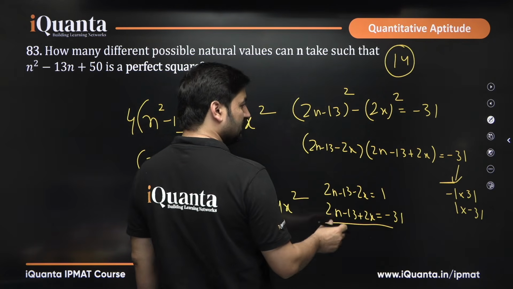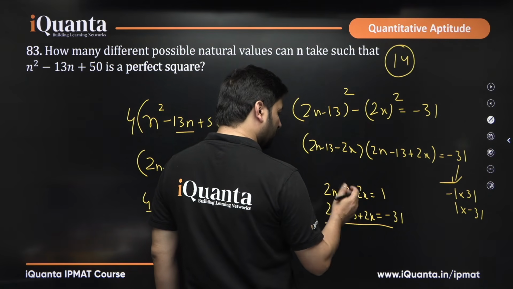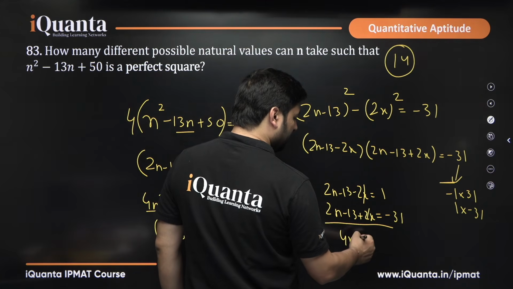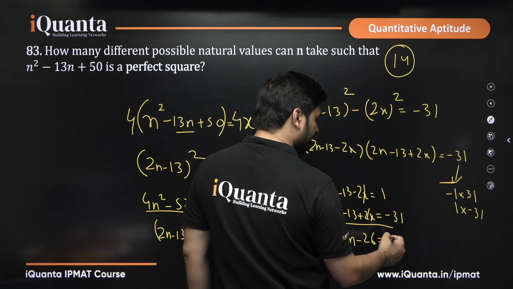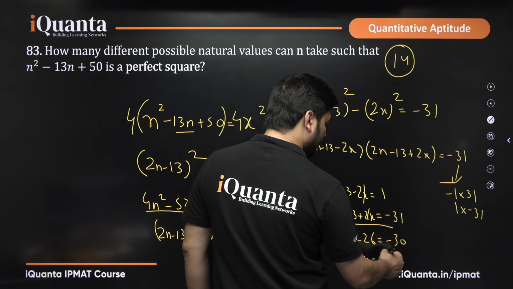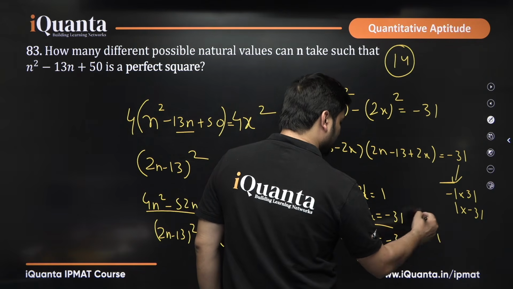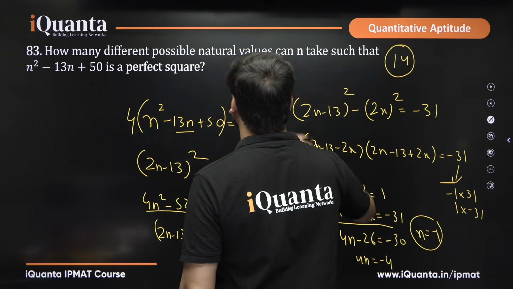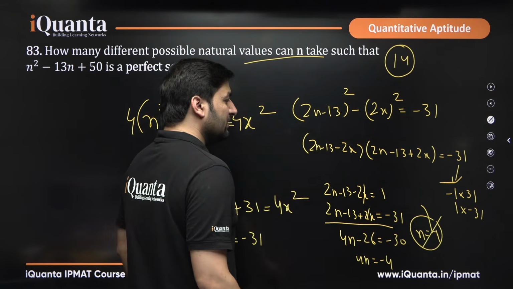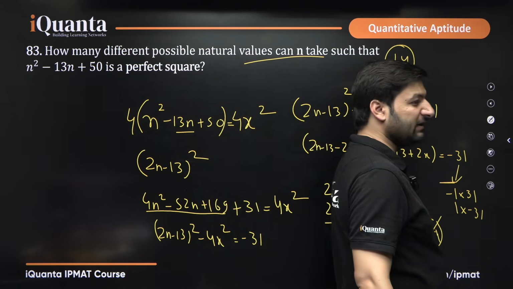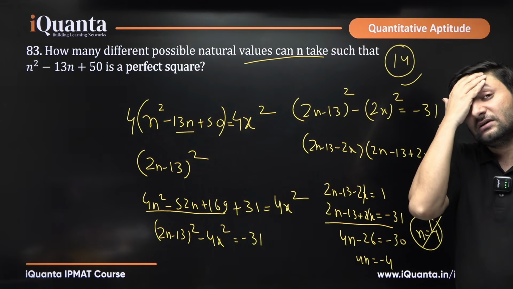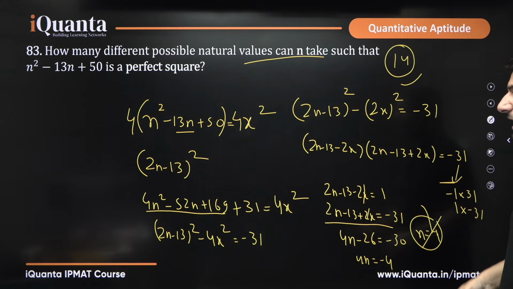What happens? If you add both of these, these two cancel, 4n minus 26 is equal to minus 30. So, 4n will be equal to minus 4, n will be equal to minus 1. Is minus 1 a natural value of n? No, it is not a natural value, it is a negative value, so it will not be taken. So, there is only one such value that n can take, which is 14. If you put it here, it is going to give you a perfect square value. So, that is how you have to do this question. I hope that is clear.